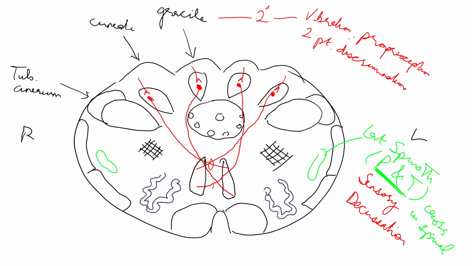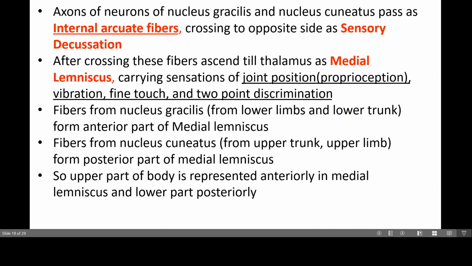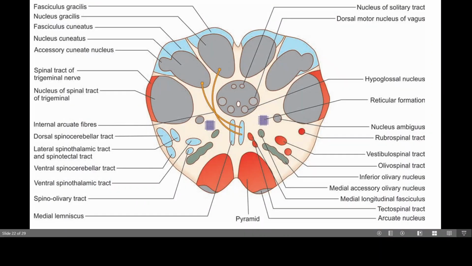In this, now if we have a look again at our PPT. Right, now in a slightly, where is this? Yes, here you can add a couple of more tracts, again the same: rubrospinal, vestibulospinal, olivospinal, and these are the descending tracts that you can add. And on the ascending side you can add which one? The anterior or the ventral spinothalamic and the spino-olivary. But the main ones which are required I've already told you.